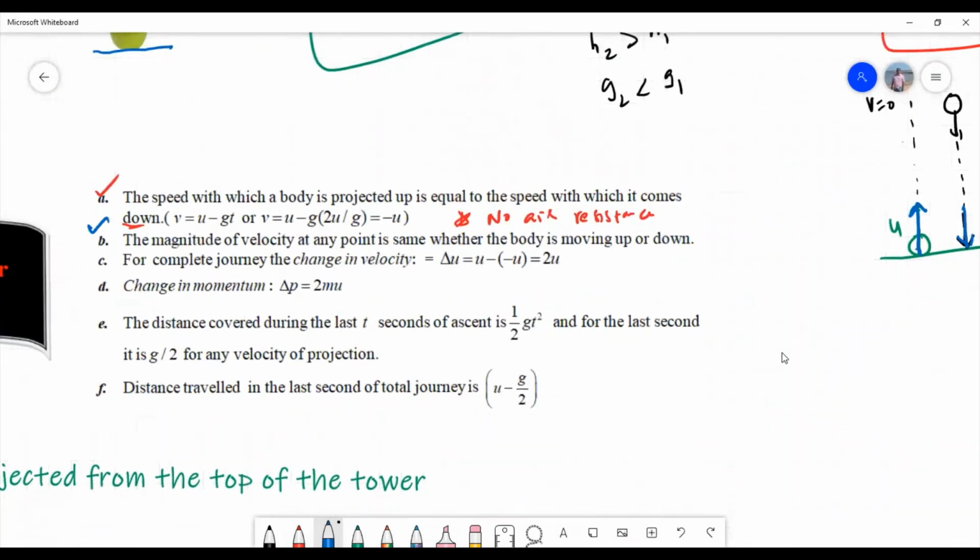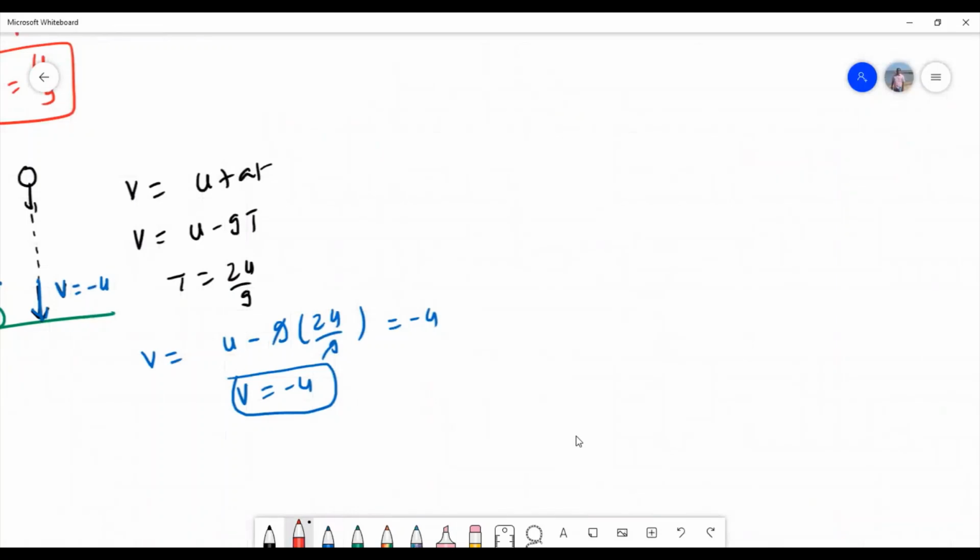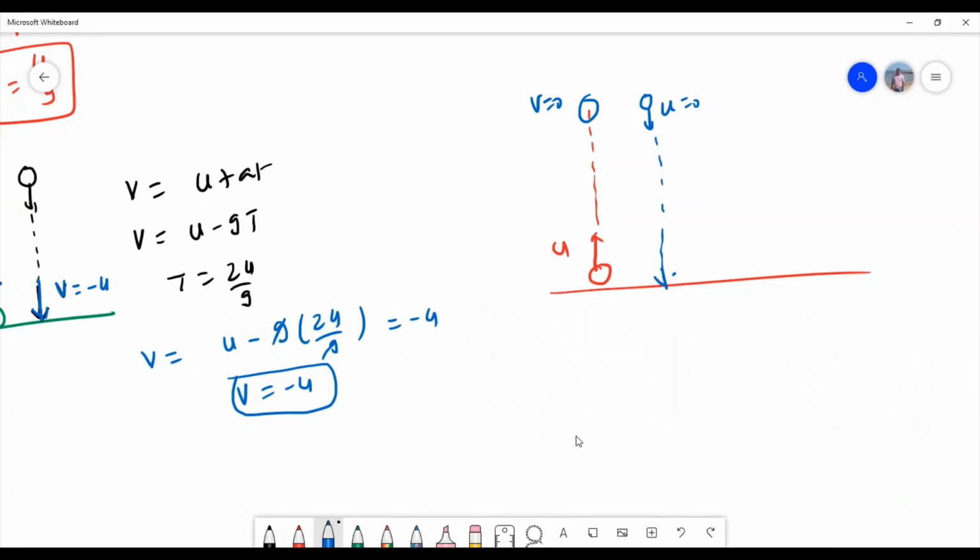Second point, let us see the next one. The magnitude of velocity at any point is the same whether the body is moving up or down. So what does it mean? Let's see another example. Let us take a body projected from the ground with a velocity u. It will go up. At the highest point, velocity becomes 0. Then it starts falling down. Now it is falling, and just now I proved that at the ground the velocity is u.